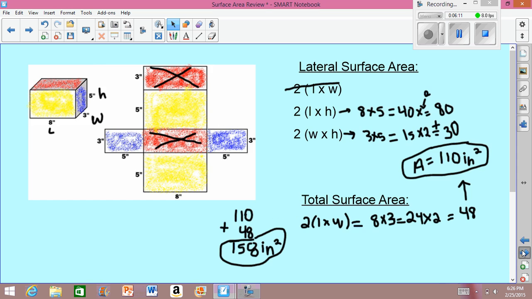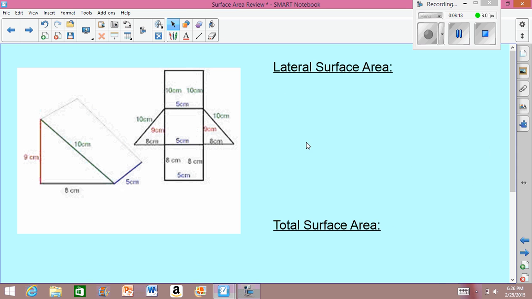All right, we're going to move on to our second example. And we have a triangular prism this time. So we have the 3D shape here, and we have the net of that shape. So remember, for lateral surface area, no bases. Since we have a triangular prism, the name tells us the bases are triangles. So we are not going to include our triangles, only the rectangles.